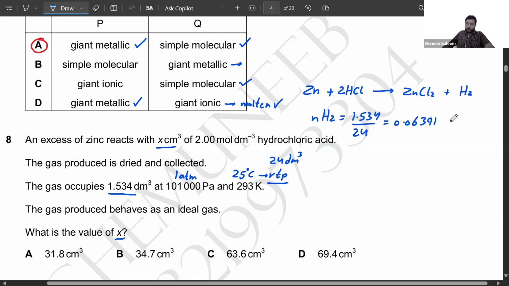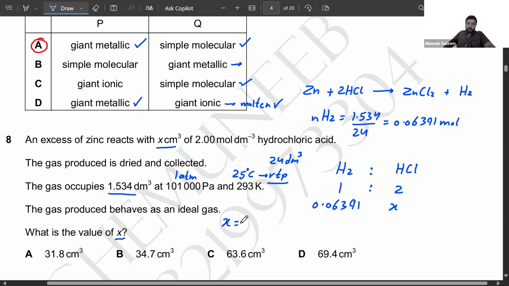0.06391, and there are still more decimal places after this. I'm just taking some values after that. This is the value of the moles of hydrogen gas. Now I have the moles of hydrogen gas, but I need to calculate the volume of hydrochloric acid, which means I need the moles of hydrochloric acid. So I'm going to take the ratio between hydrogen gas and hydrochloric acid. According to the balanced equation, the moles of hydrogen gas is 1 and hydrochloric acid is 2. The calculated moles of hydrogen gas is 0.06391. In that case, hydrochloric acid is X.